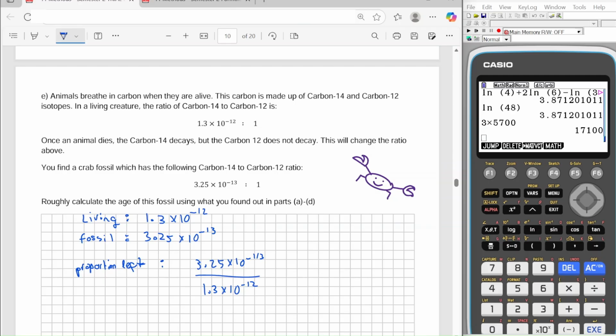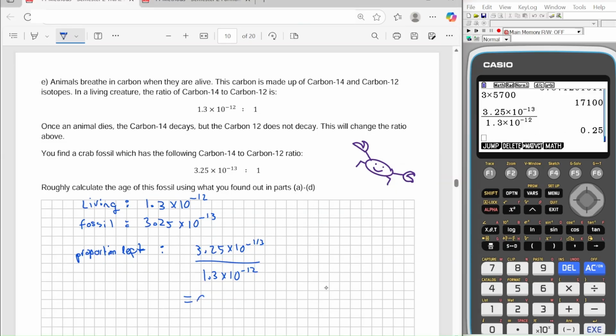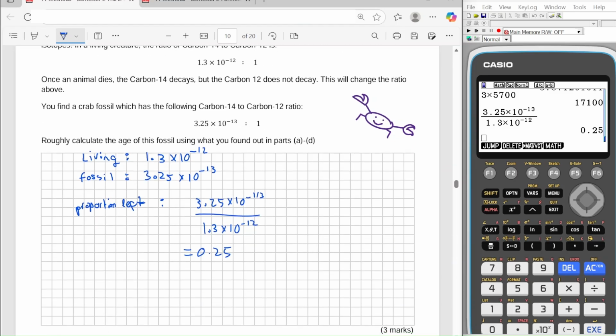Now, if we put that into our calculator, 3.25 times 10 to the power of minus 13. These are very small numbers. The reason is carbon-14, you have a lot less of it compared to your carbon-12. Anyway, probably because it decays, actually. 0.25. Therefore, the fossil has a quarter of the original amount left.